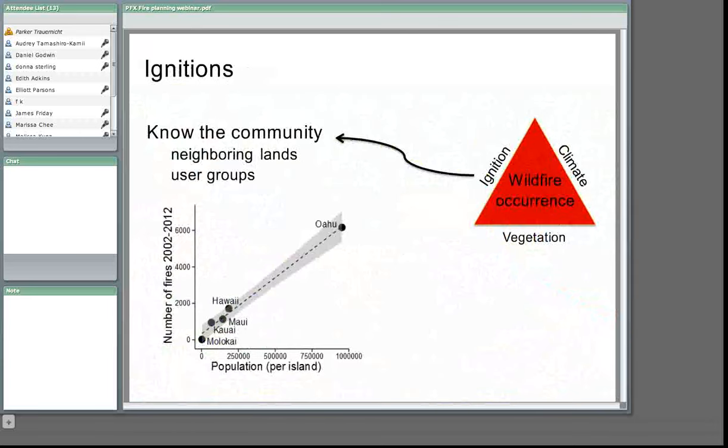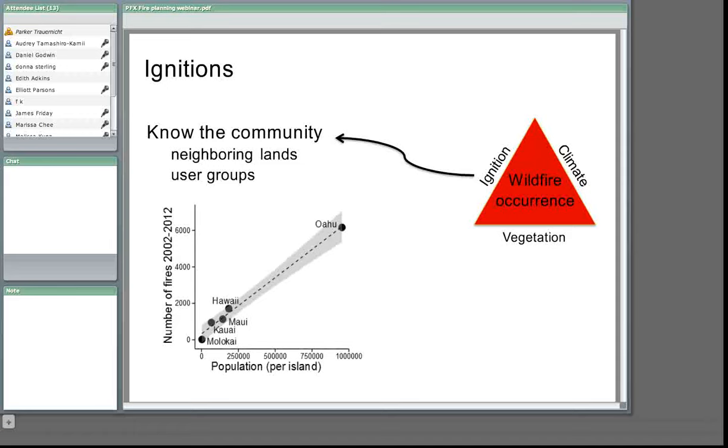And then ignitions, as I said, are primarily driven by human-caused ignitions statewide. This little figure down in the corner shows the total number of fires as a function of population per island. And you can see it's a pretty tight relationship there. On Oahu here where I live, we average about 500 to 600 ignitions per year. Most of them are small, but each year we tend to get some large fires. And as many of you may be aware, we just had one a week and a half ago. It burned 2,500 acres on the west side.